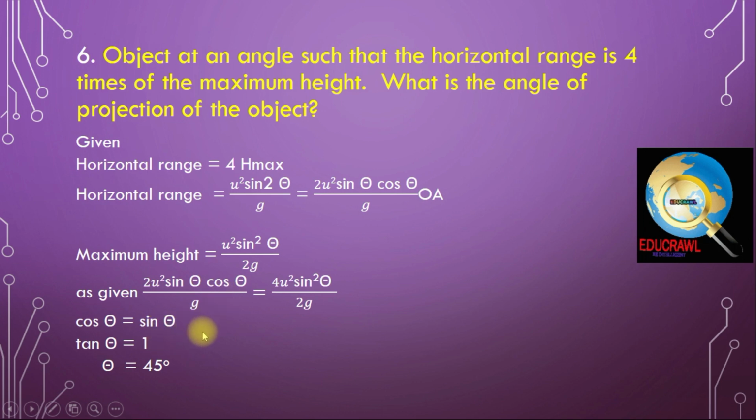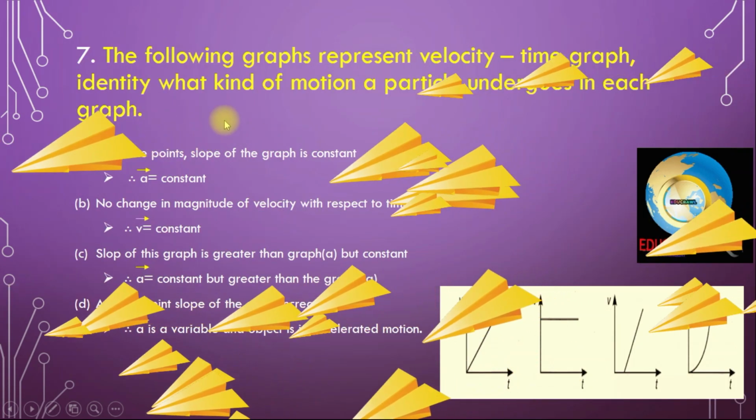What is sin theta by cos theta? It is nothing but tan theta. So tan theta is equal to 1. When tan theta is equal to 1, theta will be equal to tan inverse of 1. We know the value of tan inverse of 1 as 45 degrees. So the angle of projection only we have to find. So here we have found the angle of projection value theta as 45 degrees.